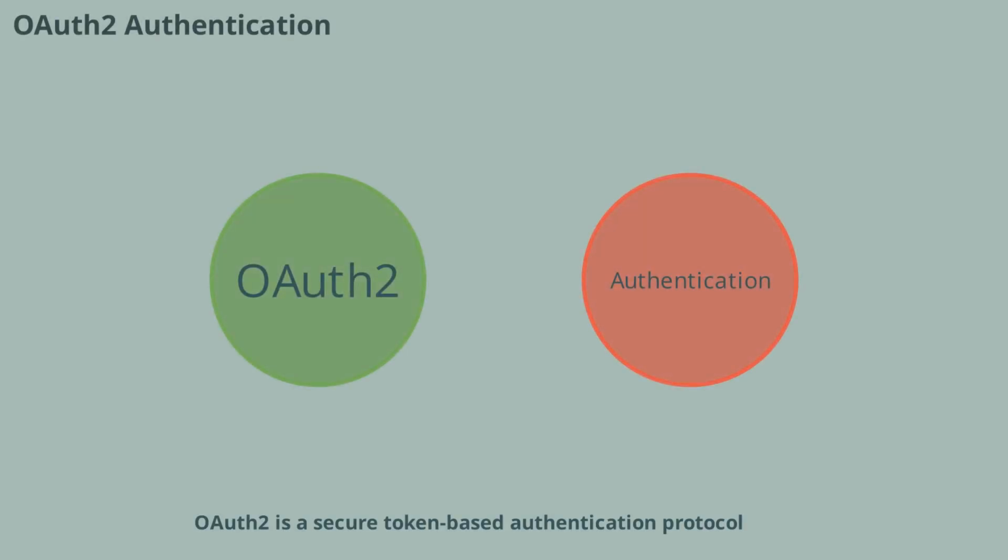OAuth 2 is a secure token-based authentication protocol. It enables safe logins and access management, supporting third-party integrations and user privacy. Android apps use OAuth 2 for secure authentication, often with libraries like Firebase Authentication or Auth0.